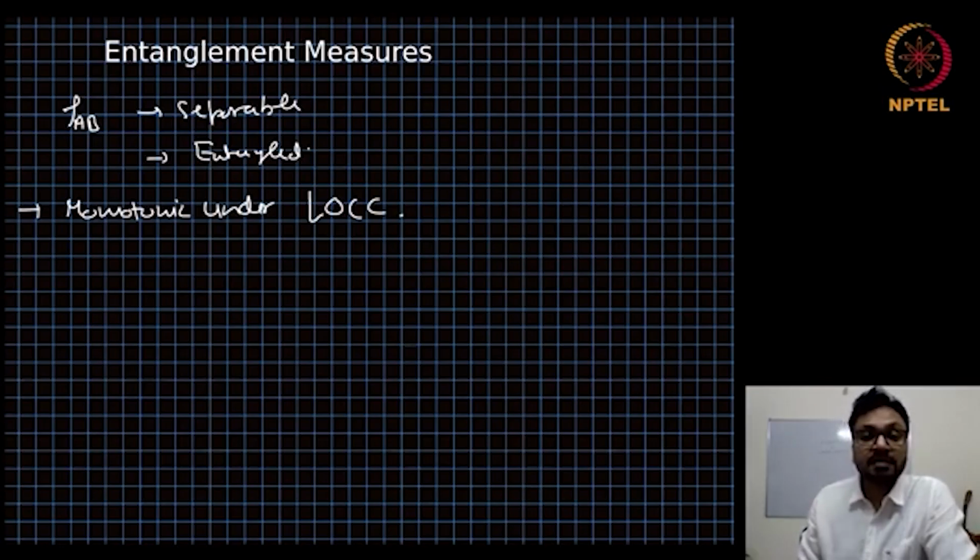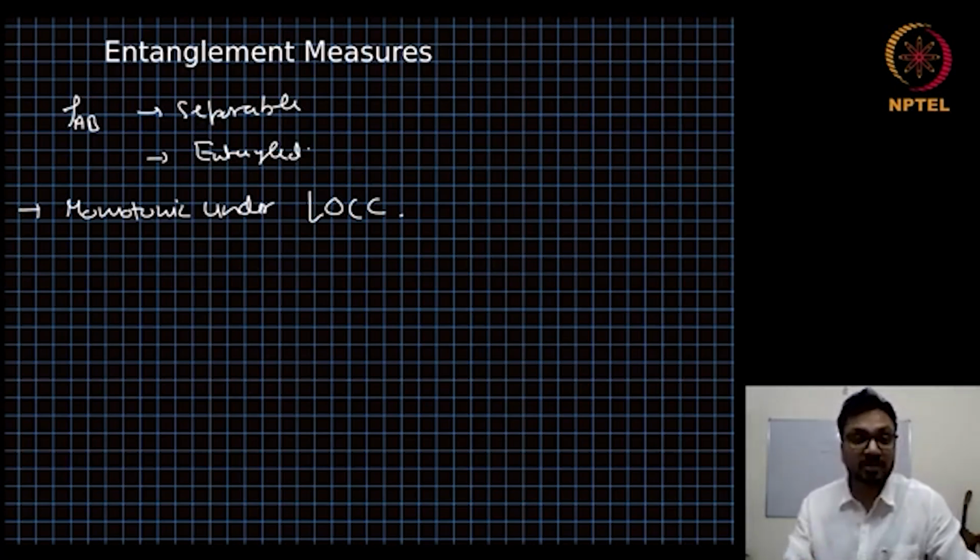What this means is that, since entanglement is a correlation between two parties, we should not be able to create or increase the amount of entanglement in a bipartite system by applying local operations on the two subsystems and by classical communication. Entanglement is a purely quantum resource, a quantum correlation. We should not be able to create it with classical correlations, and we should not be able to create it with local operations. This is what monotonicity under LOCC means.